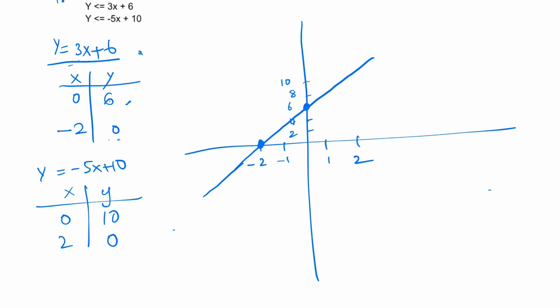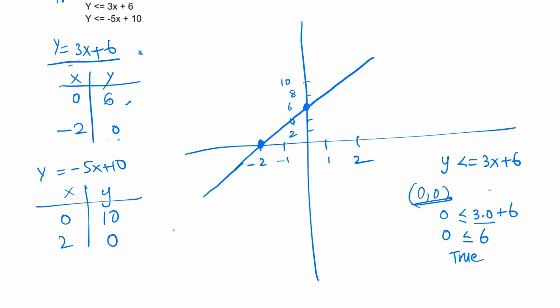Before we draw the next graph, we have to determine the region, whether I should shade this region or this region. That's something we have to decide. Again, I will choose my favorite point, which is 0, 0. The first inequality is y is less than or equal to 3x plus 6. When you apply x as 0, y as 0, you're left with 0 is less than or equal to 3 times 0 plus 6. 0 is less than or equal to 0 plus 6, which is 6. This is true. 0 is always less than 6. So the point 0 comma 0 is part of this inequality.